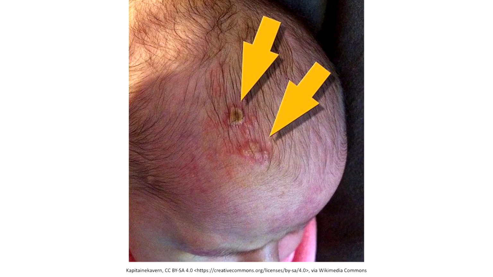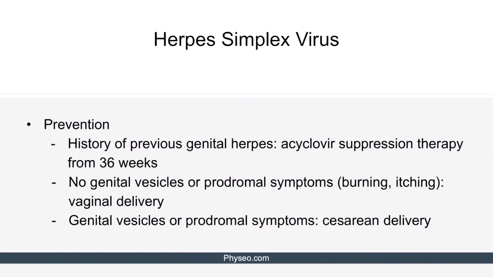Here is an image of the vesicular rash caused by HSV in a neonate, and hopefully you can appreciate these vesicles over the baby's scalp. Now let's talk about prevention of HSV.